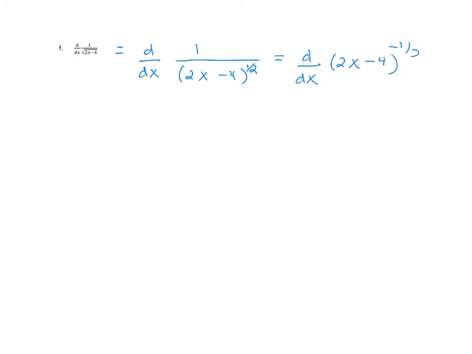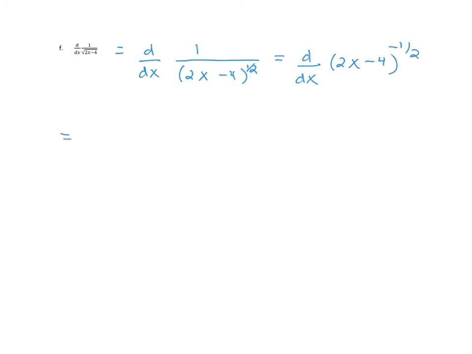All right. To take the derivative of this, you could use the quotient rule, but I think it is worth rewriting this one. Anytime I see that root symbol, I'm really thinking it means to the 1/2 power. And I don't want that in the denominator, so I can move it to the numerator if I write it as 2x minus 4 to the negative 1/2.